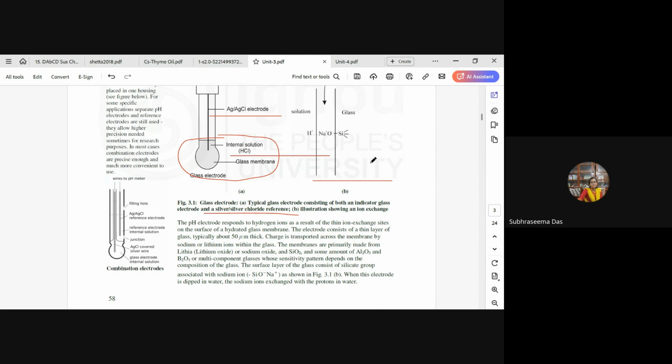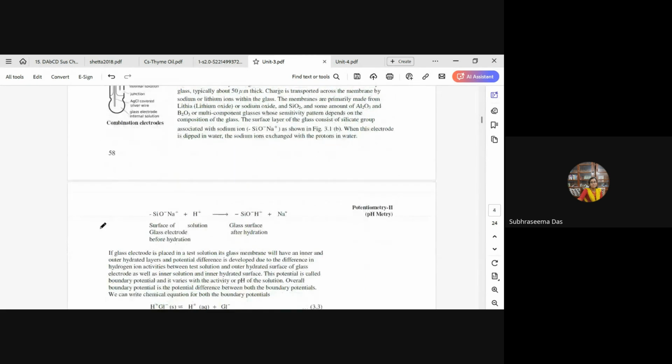As shown in figure B, silicate glass has been used. That is, silicate is SiONa here, and when this electrode is dipped in water, the sodium present inside the glass electrode exchanges with the protons in water. So the surface of the glass electrode before hydration is SiONa. In the glass electrode we have H plus.